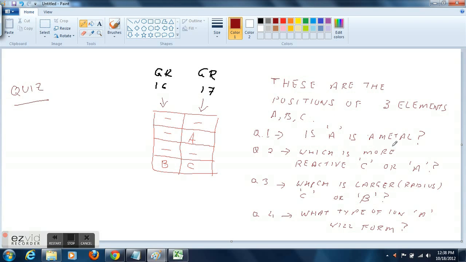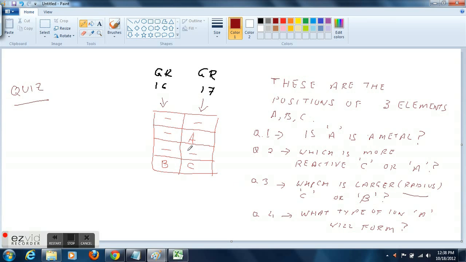Question 2, which is more reactive, C or A? As you see, both A and C are in group 17. Which is more reactive, C or A? Question number 3, which is larger? That means we are talking about atomic radius here, C or B. Between C and B, which is larger? And question number 4, what type of ion, that is anion or cation, that is positive ion or negative ion, what type of ion will A form?